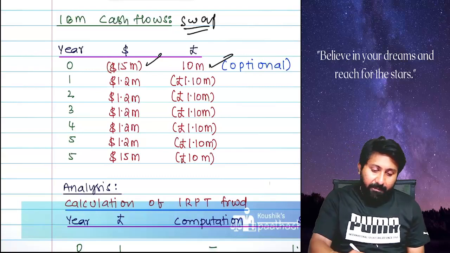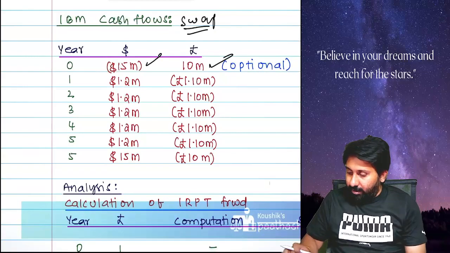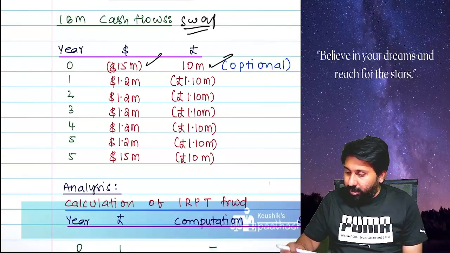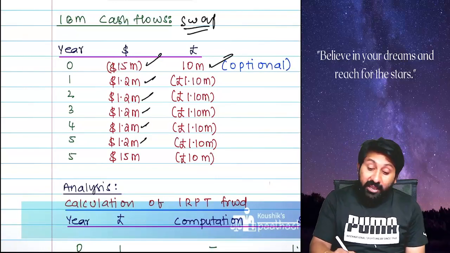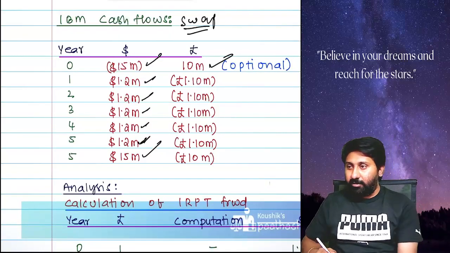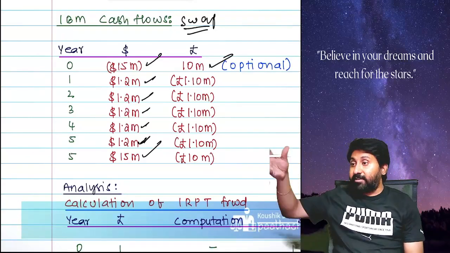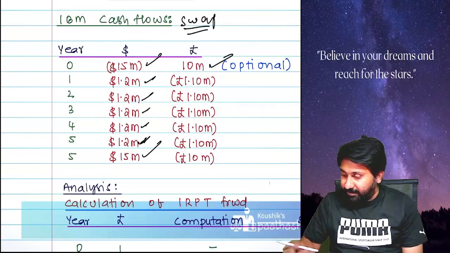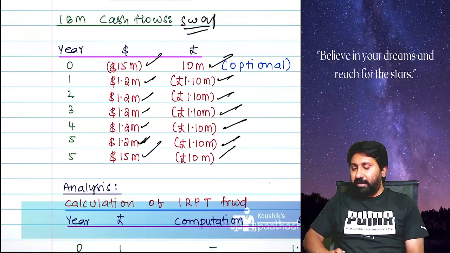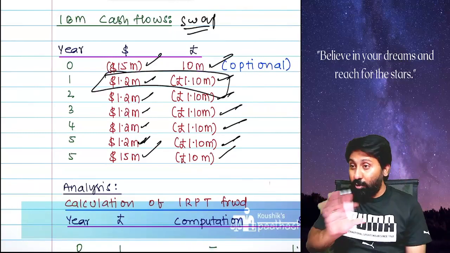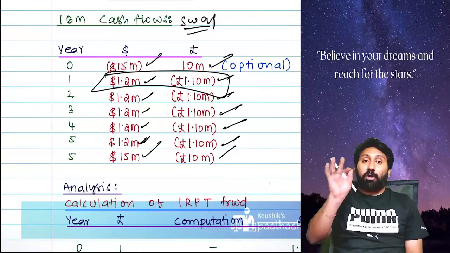What will happen? First year, 15 million dollar loan at 8% interest: 1.2, 1.2, 1.2, 1.2, 1.2. In the final year, along with 1.2, you will pay back the principal. Then 10 million pounds, we took the borrowing, so we have to pay interest at 11%: 10 into 11%, 1.1, 1.1, 1.1, 1.1, 1.1. Can I set off both of these? No, because one is in dollar currency and another is in pound currency. Both are not in a common currency.